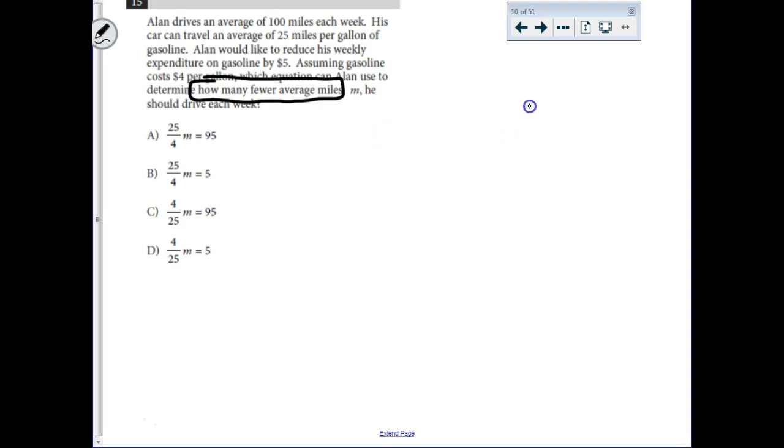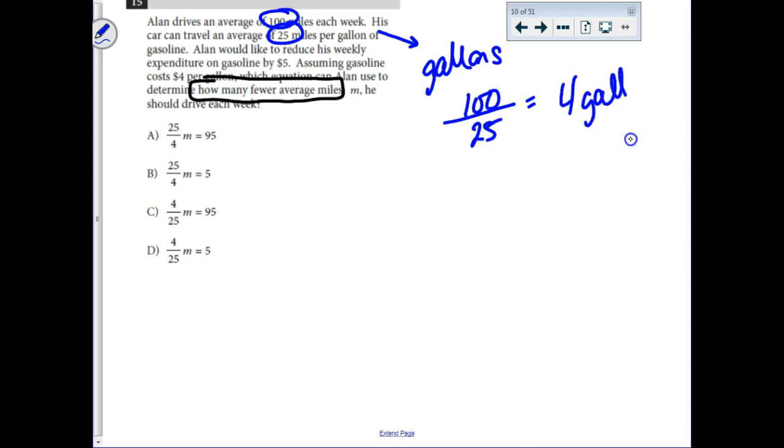All right. So let's start with miles, okay. So 100 miles per week, and he gets 25 miles per gallon. So how many gallons every week is he using? 100 miles per week. Yeah, that's a quarter. 4 gallons. All right, so he's using 4 gallons of gas every week, right?